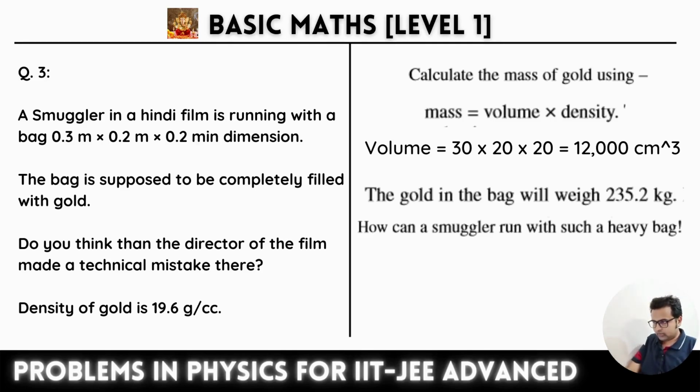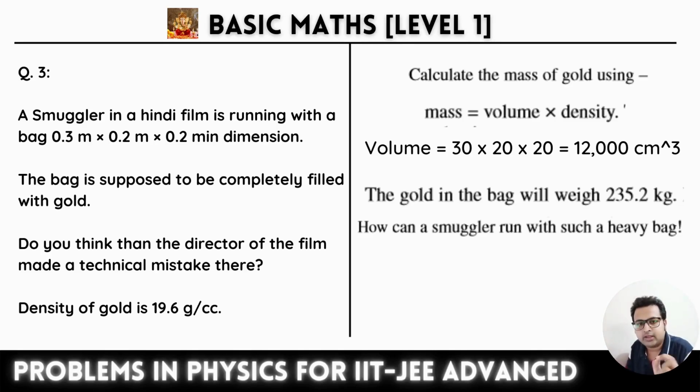So here the dimension is given. So the dimension is L into B into H. So it is a cuboid, because the bag we can consider a cuboid. So from the dimension we can easily calculate the volume. So we have the volume of the bag, and we have to fill the bag with the gold. So the density of gold is given, and the volume we have. So definitely from these two parameters we can calculate the mass. Because in this question we have two parameters, we have the volume, we have the density. So definitely we should try to calculate the mass.